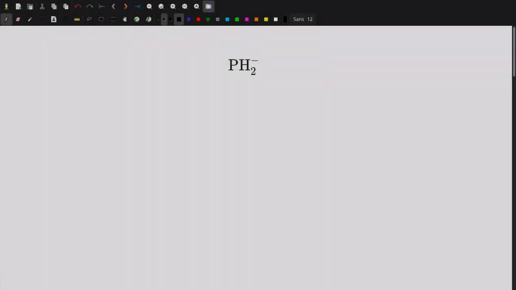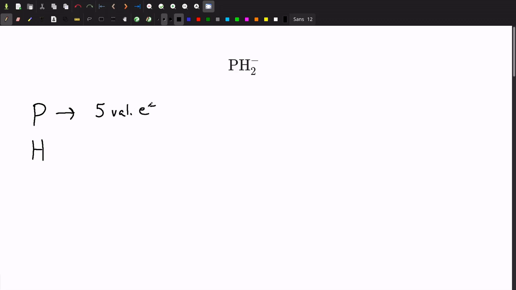Hello, we're going to learn how to draw the VSEPR structure for this anion. First we need the Lewis dot, so we need phosphorus and hydrogen. Those are the types of atoms we have. Phosphorus gives us 5 valence electrons. Hydrogen gives us 1 valence electron.